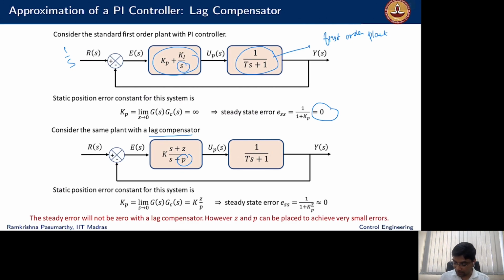What happens to the steady state error? I do all the math, and the steady state error now becomes 1 over 1 plus K z over p. Earlier, p was 0, so the steady state error became 0. The steady state error will not be 0 with a lag compensator, but I can appropriately choose the location of the zeros and the poles such that the steady state error is small, or I can have my poles very, very close to the origin and so on.